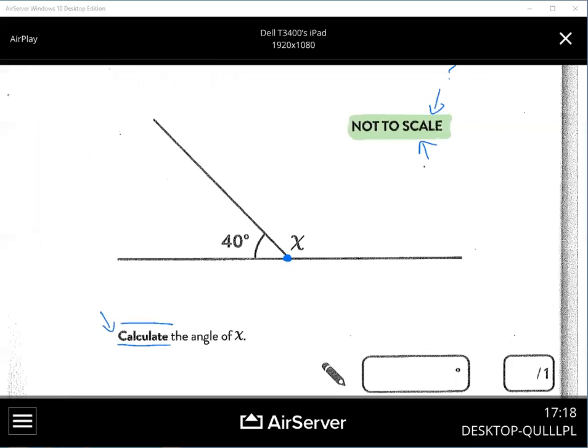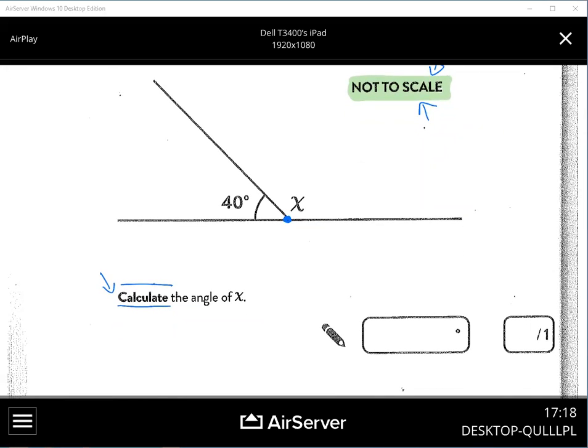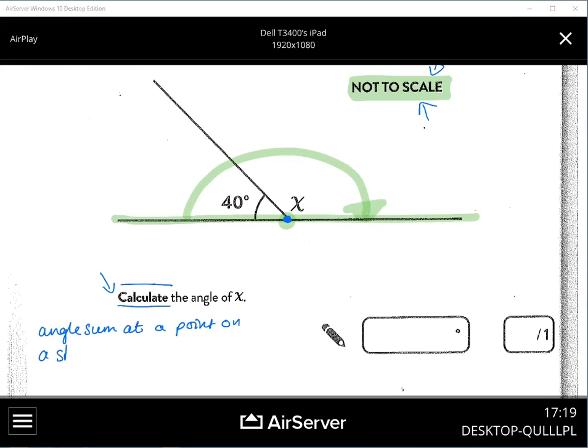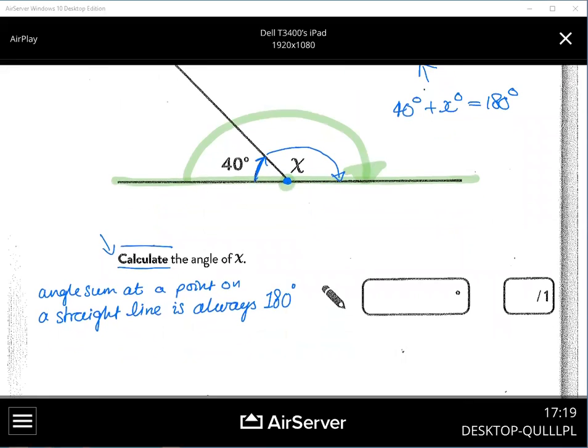So what principle do we use to work out the value X in this case? What do we know about the angles at a point on a straight line? That would be 180. Okay, lovely. So we say the angle sum at a point on a straight line is always 180. So what you're saying here is that 40 degrees, add the X degrees is 180.